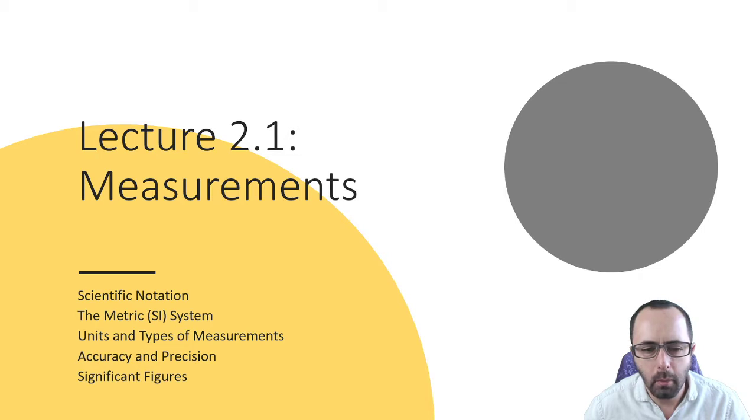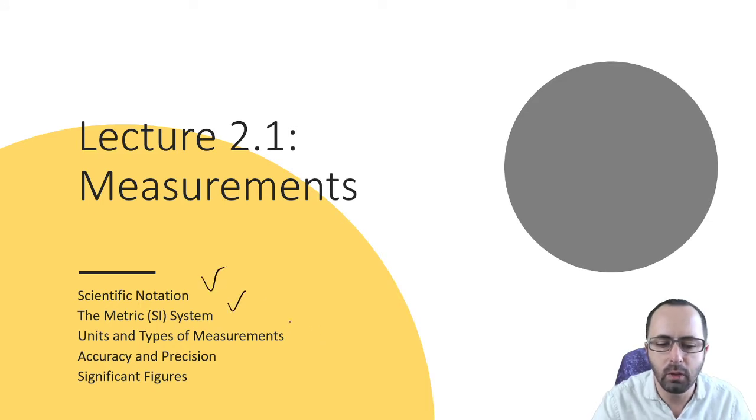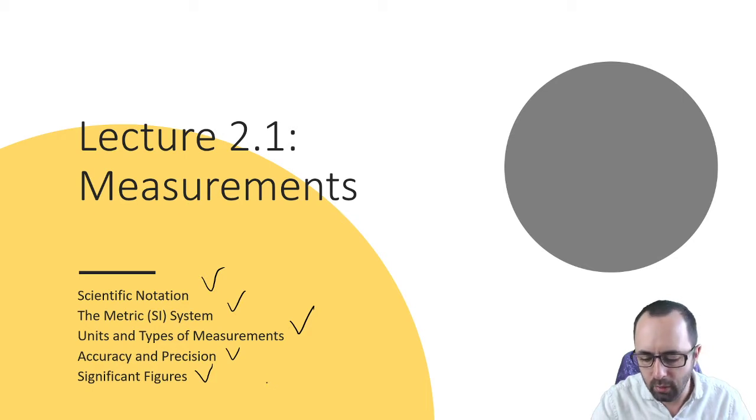Week 2 is going to be all about measurements. So we'll start with the basics in this lecture, and then we'll have 2 more to talk about conversions and also temperature and density. So in this lecture, we're going to cover scientific notation, the metric system. We're going to cover units and types of measurements, in particular metric units. We'll talk about the ideas of accuracy and precision, and we will get to significant figures, which are a way of writing down your measurements so that they represent the accuracy of your measurement.